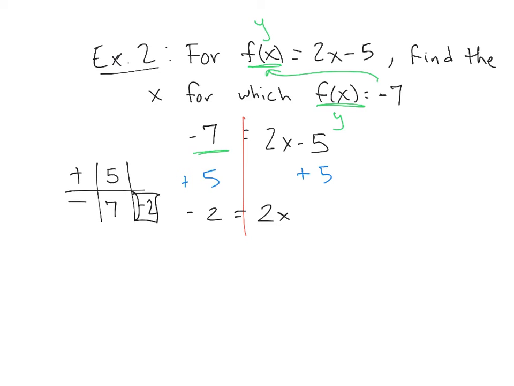So I'm going to undo my multiply by 2 by dividing by 2. And then when I do that, I get x equals negative 2 divided by positive 2, which makes a negative 1. So my input would be negative 1. That would lead to an output of negative 7.